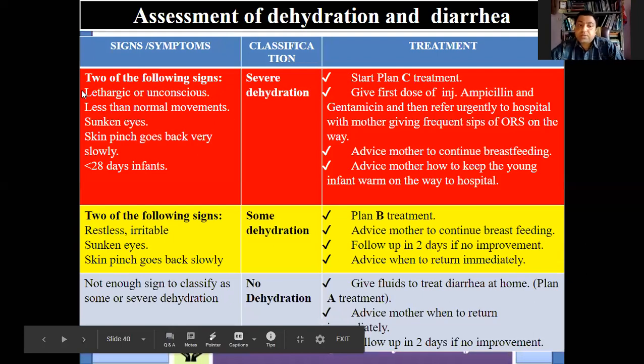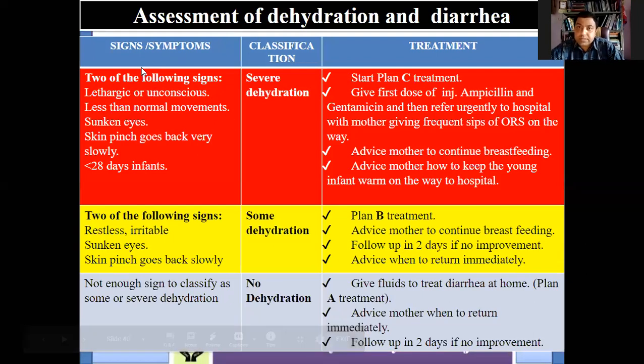Diarrhea with two of the following signs: lethargic or unconscious, less than normal movements, sunken eyes, or skin pinch goes back very slowly. Then you need to classify as diarrhea with severe dehydration, and you need to start plan C treatment. So what is plan A, plan B, and plan C? Please repeat, this is important.